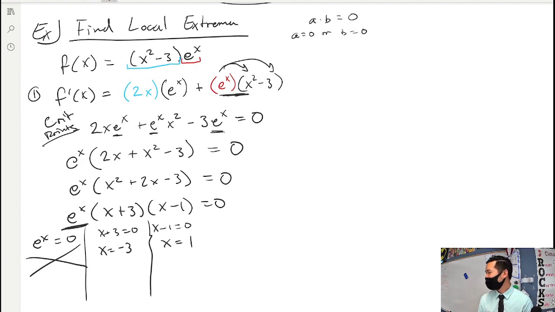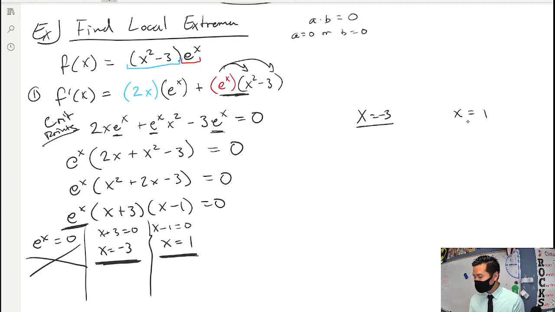So I only have 2 critical points in this problem. What are my critical points? x equals negative 3 and x equals 1. So I'm going to create my table, okay? The table is going to be around x equals negative 3 and x equals 1. That's one critical point, that's another critical point, and it's going to be like this.